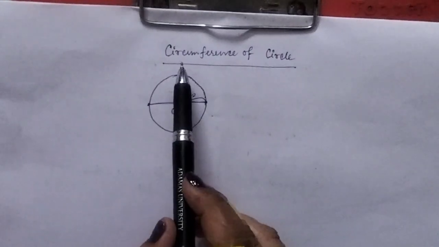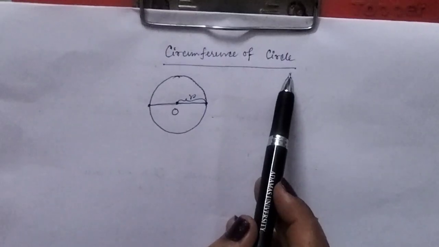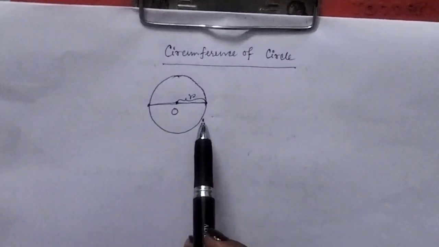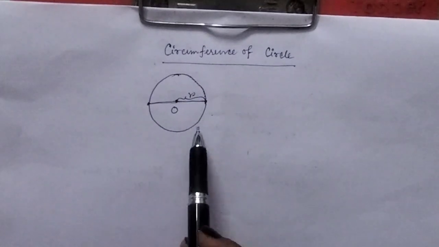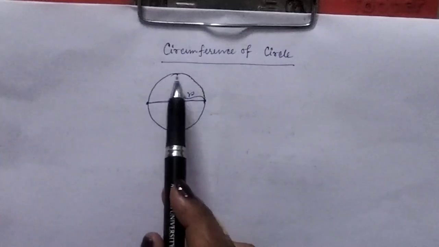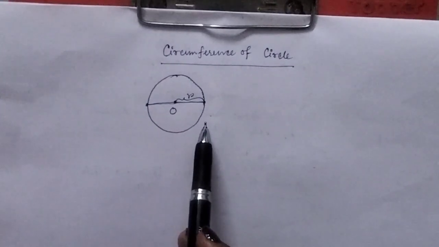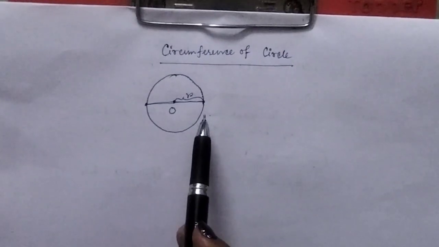Our today's topic of discussion is circumference of circle. Okay, now circle is a very well-known figure. We all know it's a plane figure, right? And the curved line, what is making the boundary of the circle, what is closing the circle, is called the circumference of it. This curved line is the circumference of the circle, right?